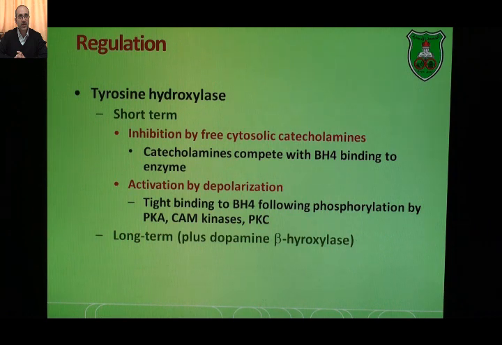Now, this tyrosine hydroxylase can be regulated at two levels: a short-term level or a long-term level. In terms of the long-term level, it takes time, because we're talking about genetic regulation, synthesis of the enzyme. Short-term regulation can occur by inhibition by free cytosolic catecholamines: the larger the concentration of catecholamines in neurons, the more inhibition there would be for this enzyme. Or if there is a lot of depolarization, a lot of activation of the receptor, that can also cause a decrease in the activity of the tyrosine hydroxylase.